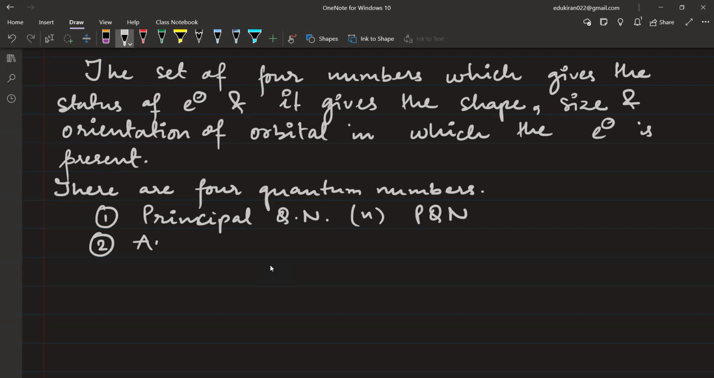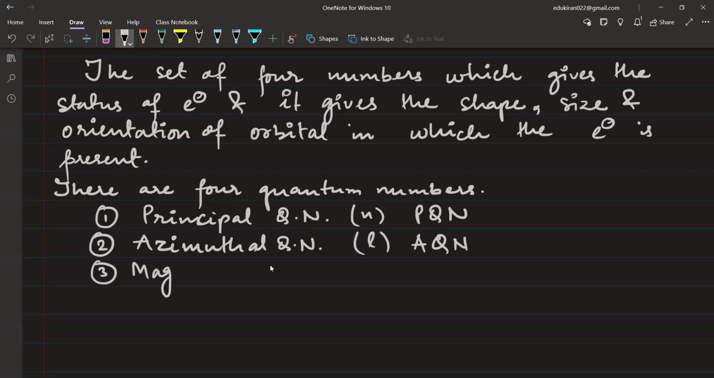Then we have the azimuthal quantum number. The azimuthal quantum number is denoted by L, and it is AQN. Third, we have the magnetic quantum number. The magnetic quantum number is denoted by M.